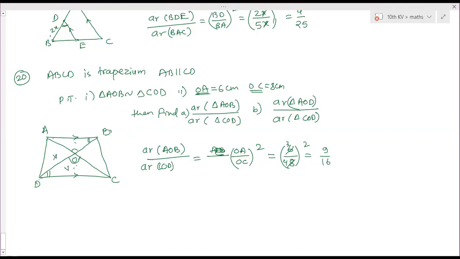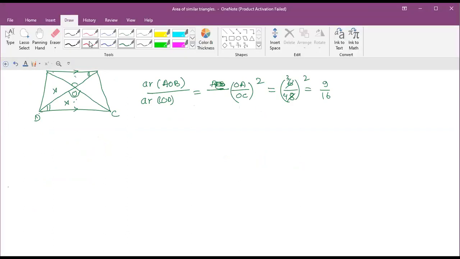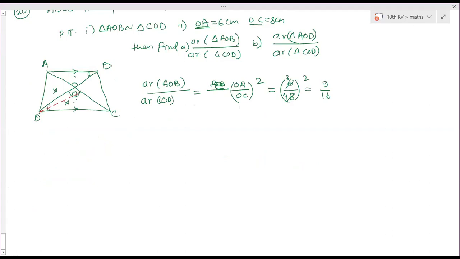Yeah, this we got. Now what about AOD and COD? How to prove similarity for this triangle and this triangle? Heights are equal. We have to draw a perpendicular, right? We will take a perpendicular from D. DP is a perpendicular. Then area of AOD by area of COD is equal to half base into height. Here we are not proving similarity, because we cannot prove these two triangles similar, as we don't know anything about that. So we are taking half into base into height.